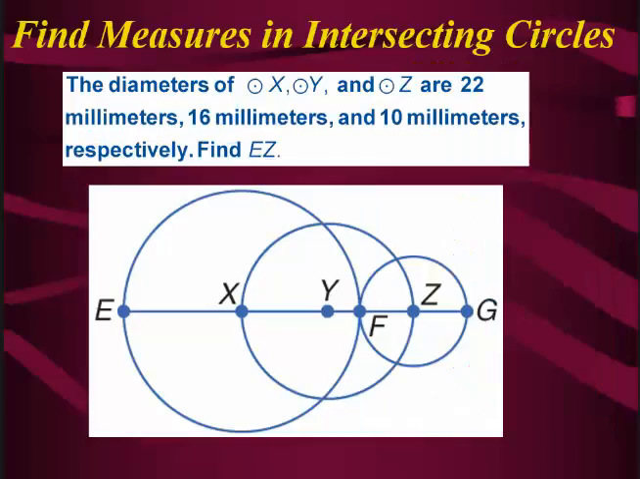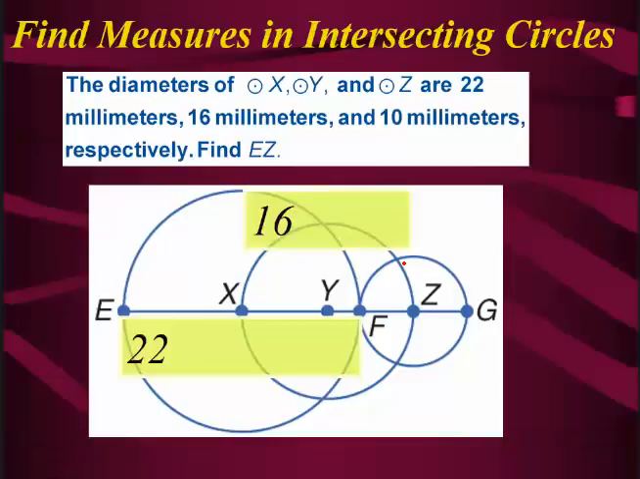Okay, this one looks like it could be kind of crazy. But again, take it one step at a time. Plug in what you know. Always mark up your drawings. So we have 3 circles, X, Y, and Z. Respectively, we have radii of 22 for circle X, 16 for circle Y, and 10 for circle Z. We're wanting to find EZ, this whole distance. Okay, so I'm going to plug in some numbers here. I know that this distance is 22, tells me the diameter. I know the diameter of the middle circle from X to Z is 16. And I know that the diameter of the small circle from F to G is 10.